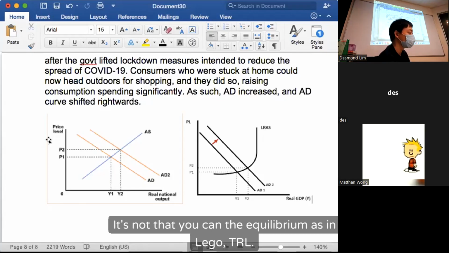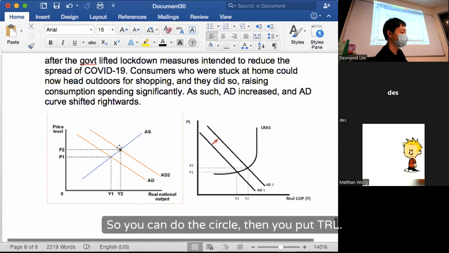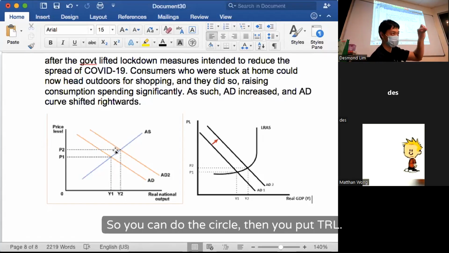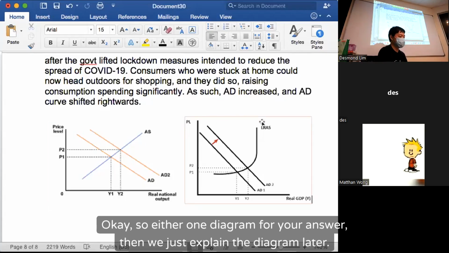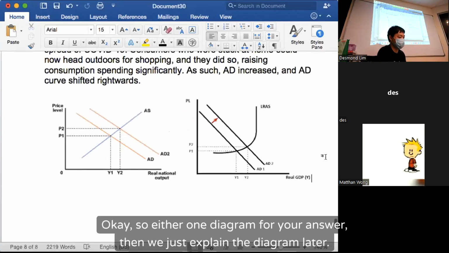Equilibrium as in label here. Usually never put E. So you can do the circle. You can put Keynesian. Okay. So either one diagram for your answer, then we just go on.